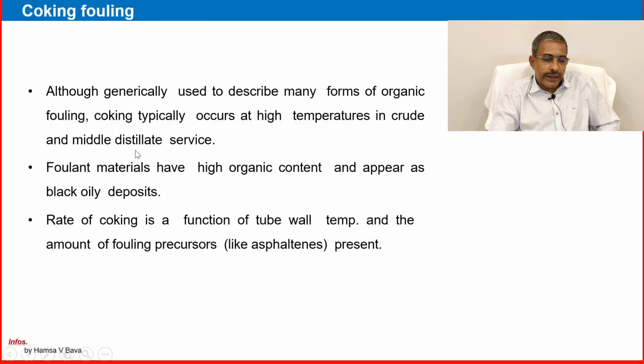Coking fouling, although generally used to describe many forms of organic fouling, typically occurs at high temperature in crude and middle distillate service. Foulant materials have high organic content and appear as a black oily deposit. The rate of coking is a function of tube wall temperature and the amount of fouling precursors like asphaltenes present.